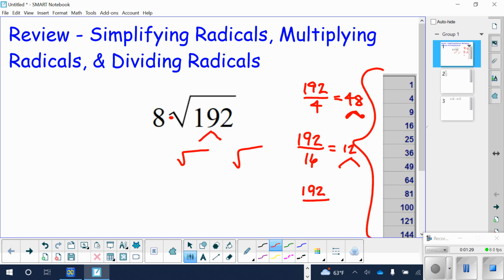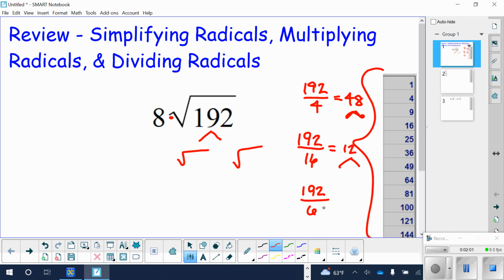I'm going to go 192 divided by 25. That gives me a decimal, so I know 25 is not going to work. And then I'm going to try 36. So 192 divided by 36. That gives me a decimal again. So I know 36 isn't going to work. You should be trying these on your calculator. Next one is 49. So take 192 divided by 49. That gave me a decimal as well. So I'm going to try a different number.